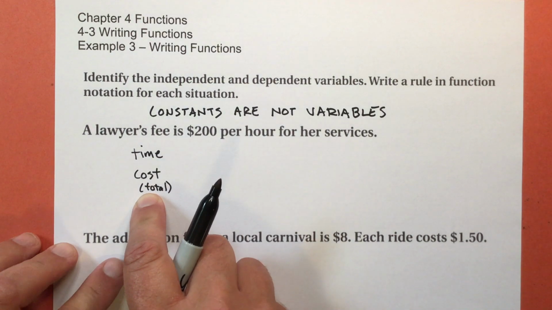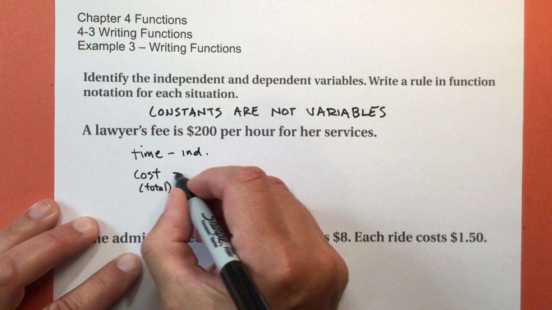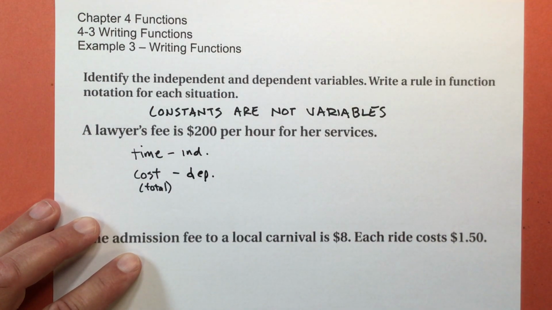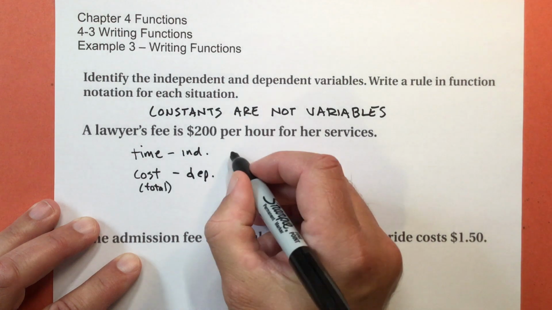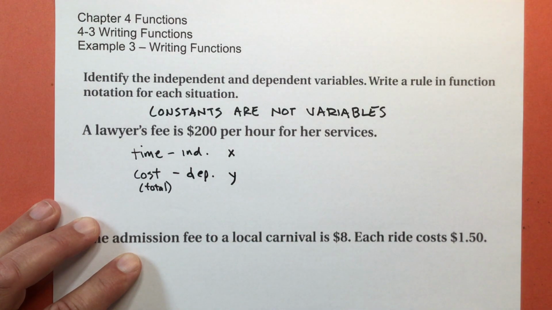All right, and I should have written total cost. So this is the independent variable, and this is the dependent variable, and I'm going to abbreviate because I need more space here. All right, so what letters are we going to use? All right, I could use X or Y. Let me do that, just because that's what we're used to.